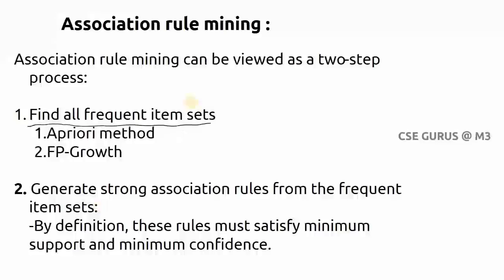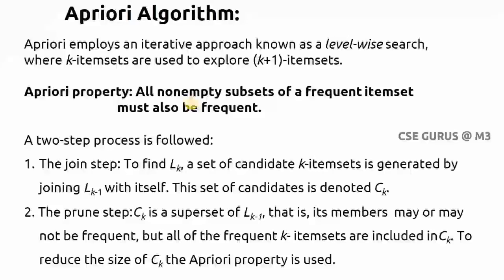Now we'll go for the Apriori algorithm. Instead of going first to the theory part, I'll explain the Apriori algorithm with an example. After that, we'll come here and understand all those things. But remember the Apriori property: all non-empty subsets of a frequent item set must also be frequent. Especially, we'll have two steps, the join step and the prune step. Remember this point.